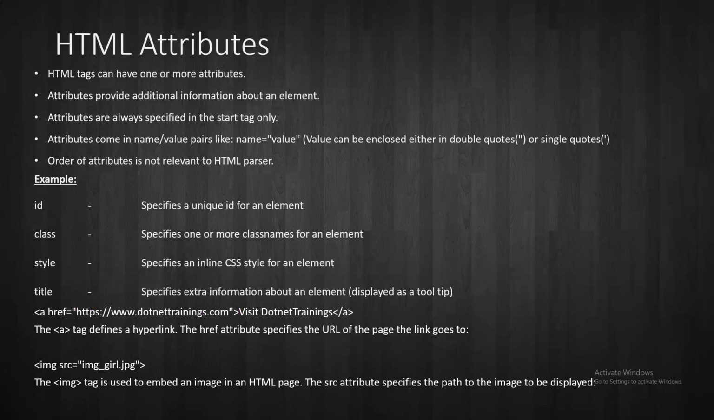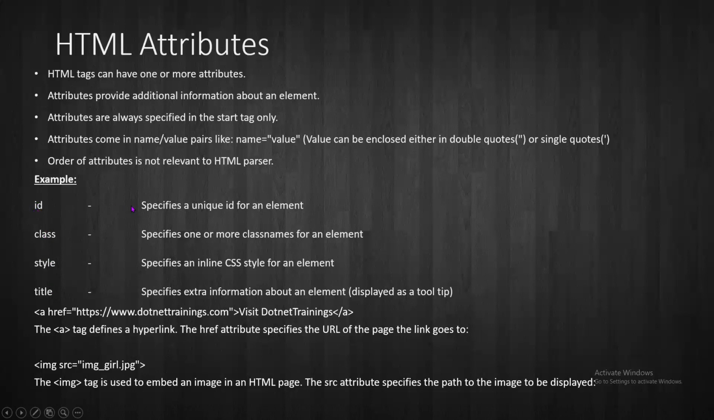That means there is no rule that you always have to give href first, and only then the next one. It's not like that. You can order the attributes however you want. The HTML parser will check whether that attribute is there in the starting tag or not. Some commonly used attributes for every HTML element are ID, class, style, and title. These four are very commonly used for almost all HTML elements.